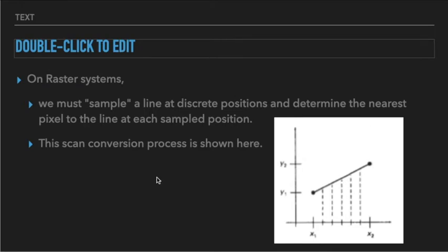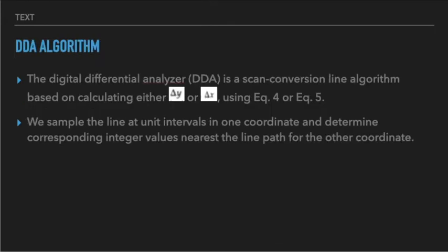The DDA algorithm, the digital differential analyzer, is a scan conversion line algorithm. Basically it is used for scan converting a line based on calculating either delta y or delta x using equations 4 and 5. We sample a line at unit intervals in one coordinate and determine the corresponding integer values nearest the line path for the other coordinate. That is basically the DDA algorithm.